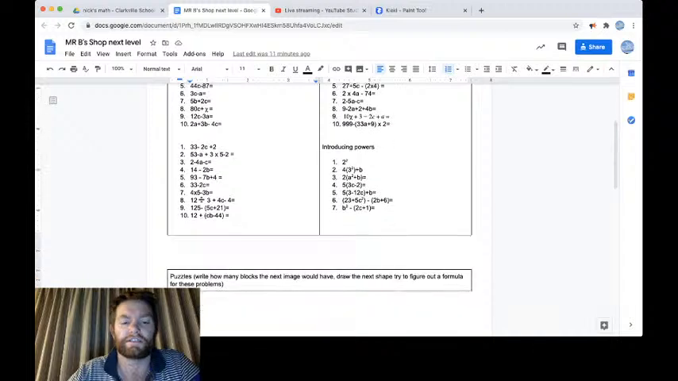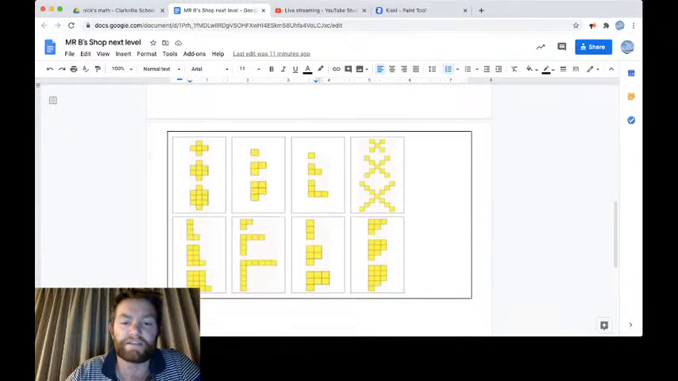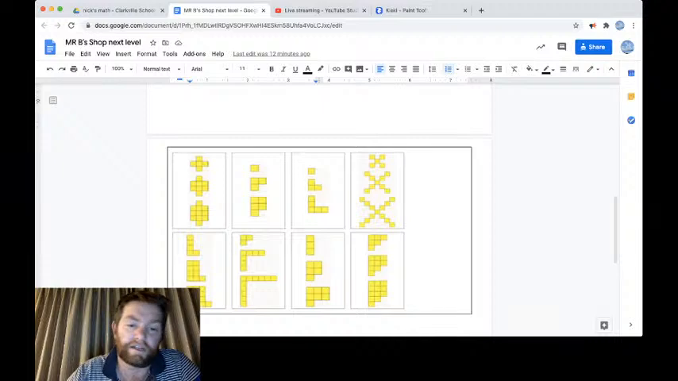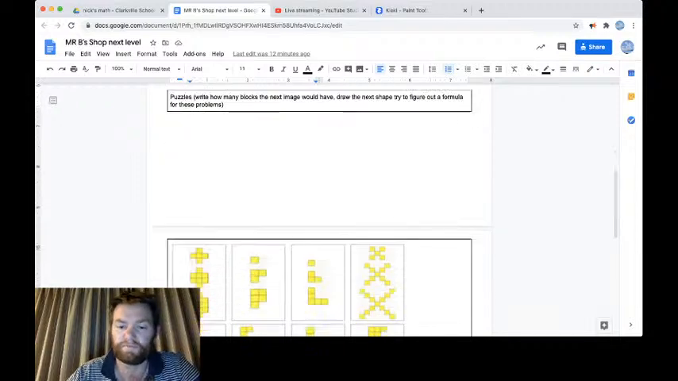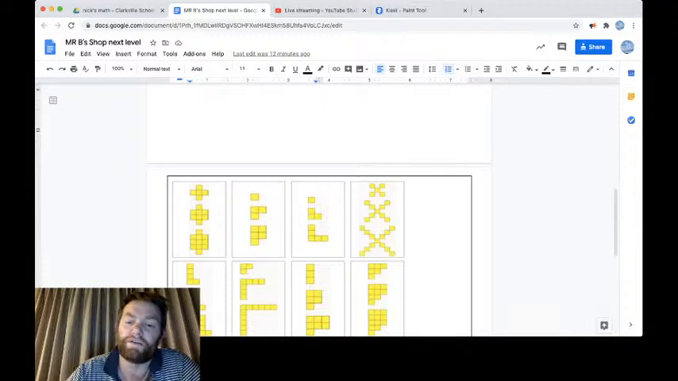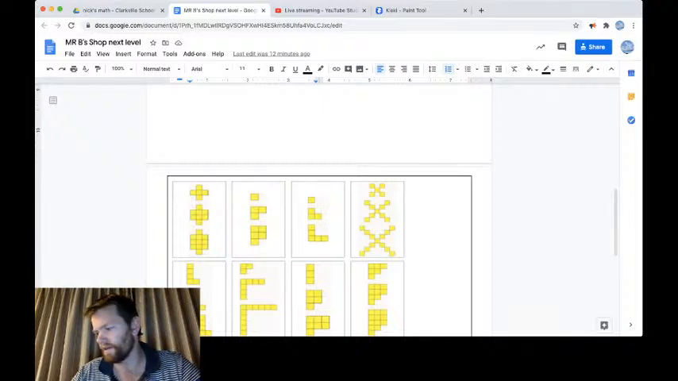Okay, so we're going down to this. This section here is a series of puzzles. Now they can all be solved with an algebraic equation, but what I'm asking you to do is write out how many blocks will be in the next image. So for example, this one here is number 1, right? And it's got 5 blocks. This one here has got 9 blocks, and it's number 2. And this one here has got 13 blocks.